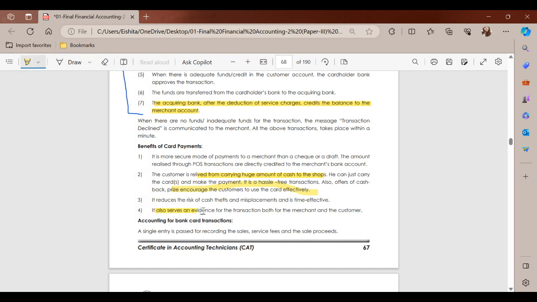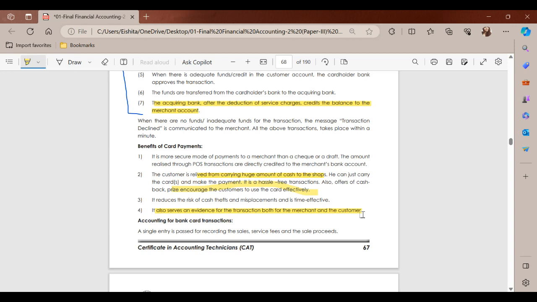Fourth, it also serves as evidence of transactions for both the merchant and the customer. That means on that date, at that time, he has done the transaction, noticing that the amount is debited to his account. Suppose on the third day or sixth day, he will show the shopkeeper that he has paid the amount to him. So that serves as evidence to him.